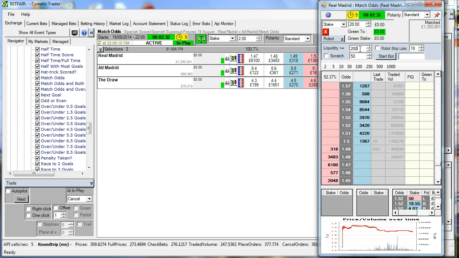So I'm going to say if there's more than £1,000 of liquidity on both sides of the market, place a bet and scratch when there's only 200. Start. So there's got to be £1,000 here and here on both sides. So there's not, and it's not putting bets in. When there is, it will. And then it will put a lay and a back.